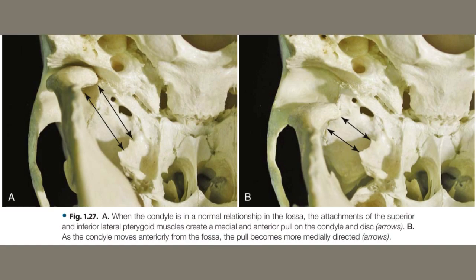Note that the pull of the lateral pterygoid on the disc and condyle is predominantly in an anterior direction. However, it also has a significantly medial component.